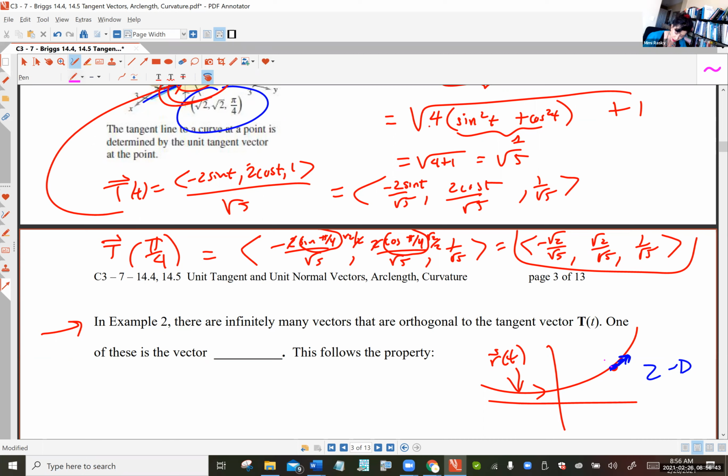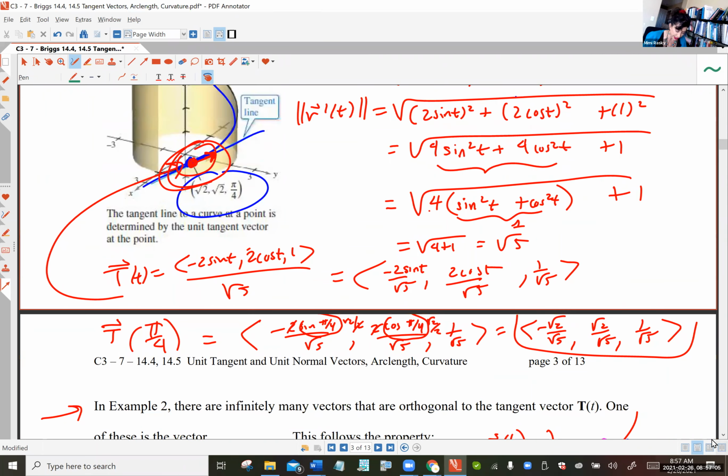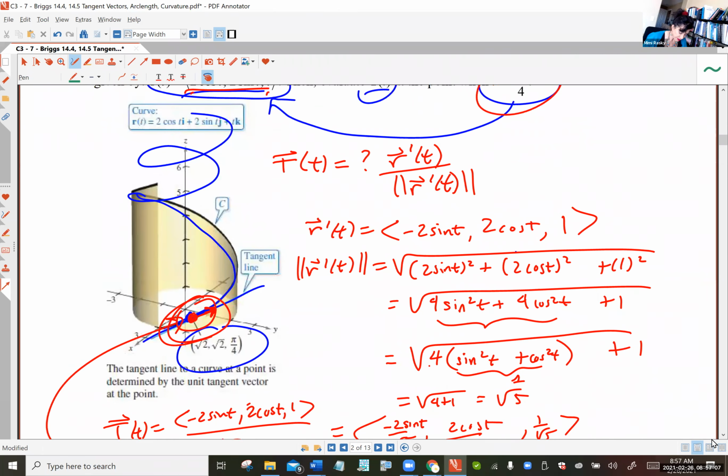One possibility would be pointing that way, and the other possibility would be a vector, I'll use a different color here, pointing this way. So you have 2 choices. Now, what we're trying to get right now, there's only one of those that's going to work. But I'm just pointing out in 2D, you only have 2 possibilities. But what about if you're in 3D, like this picture here that we just finished?